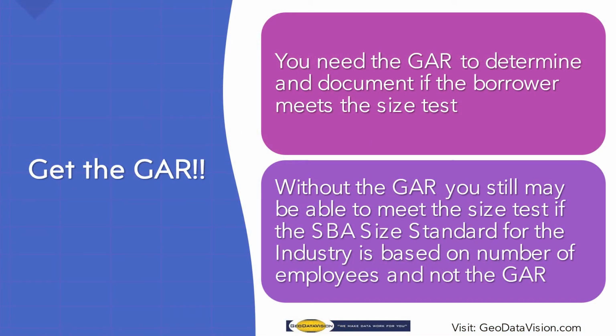Get the GAR, the gross annual revenue code. You need the gross annual revenue code to determine and document if the borrower meets the size test. Now, without the GAR, you still may be able to meet the size test if the SBA size standard for the industry of the borrower is based on the number of employees and not the gross annual revenue of the borrower.